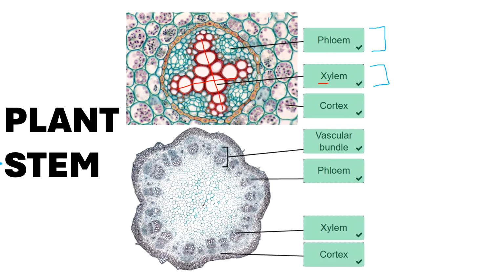Anyways, now the cortex is the next layer that goes before the epidermis. The whole thing containing the xylem and phloem is called the vascular bundle. Remember that. And then we need to identify the phloem, xylem, and cortex in this other diagram. That's it for this topic.